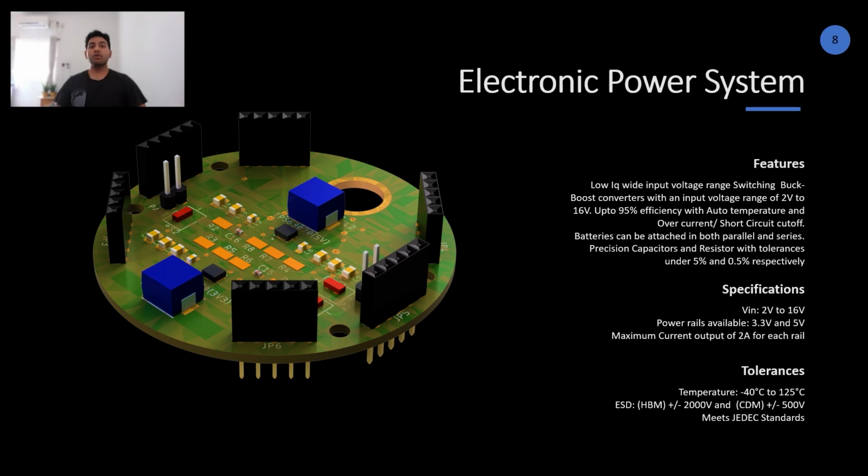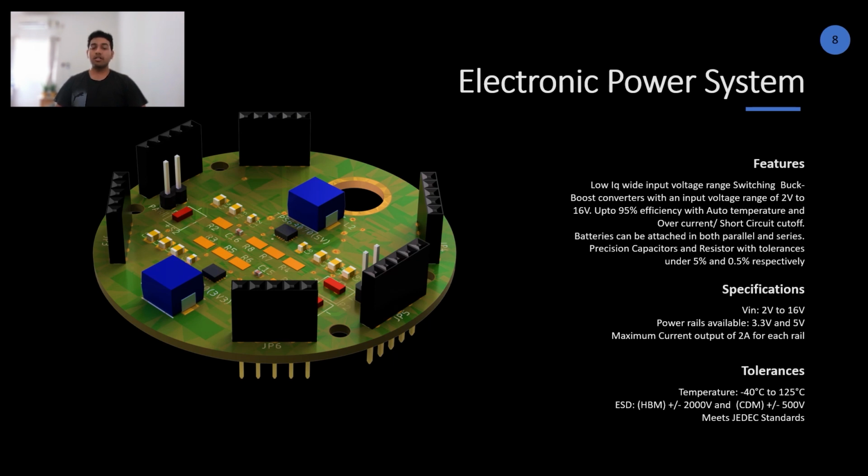Okay, so now talking about the electronic power system, we designed this electronic power system to be extremely reliable. We've taken into consideration that you might want to send the CANSAT to really high altitudes with a weather balloon, where the temperatures are extremely low. So the controllers and the devices used on the electronic power system are capable of handling extremely low and extremely high temperatures, from down to minus 40 degrees and up to 125 degrees Celsius.